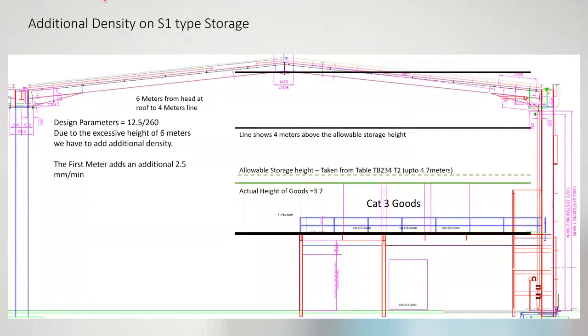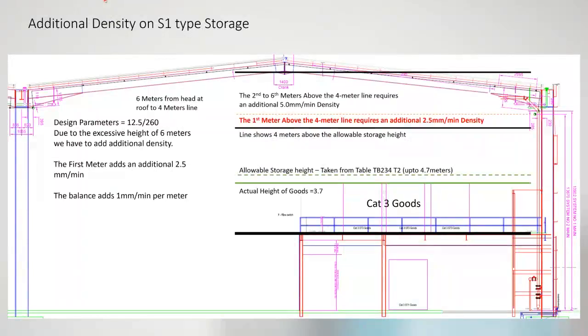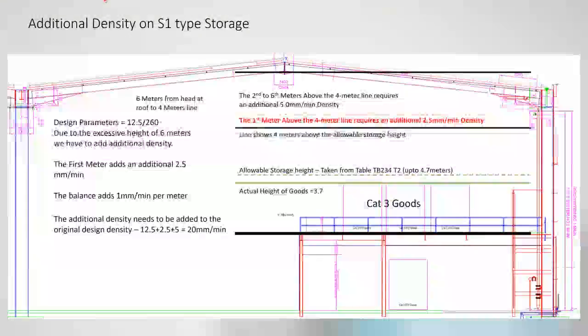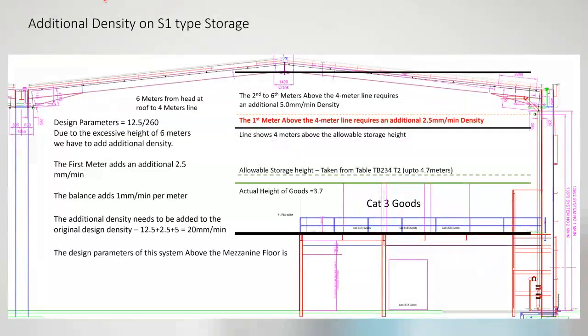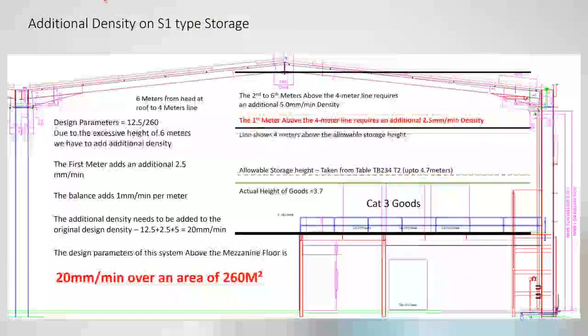The first metre adds an additional 2.5 millimetres a minute. And the balance is 1 millimetre a minute. Okay. So we need to add an additional 7.5 millimetres density onto a 12.5 millimetres density. So my actual density of the roof above that mezzanine floor to cope with the height, 20 millimetres a minute. The design parameters above the mezzanine floor would be 20 millimetres a minute over an area of 260.